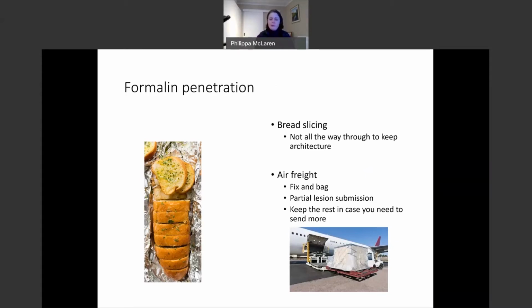And you could also select the bits that you think are relevant and send just those, but it's a good idea to keep the rest. Provided you've got some reasonable storage space where formalin fumes won't be a problem, you could submit the bone of a fracture case where you might want to rule out osteosarcoma, for example. Keep the rest of the leg in case you feel you need to come back. Or you might submit a few pieces of the spleen and then submit the rest if those are non-diagnostic.